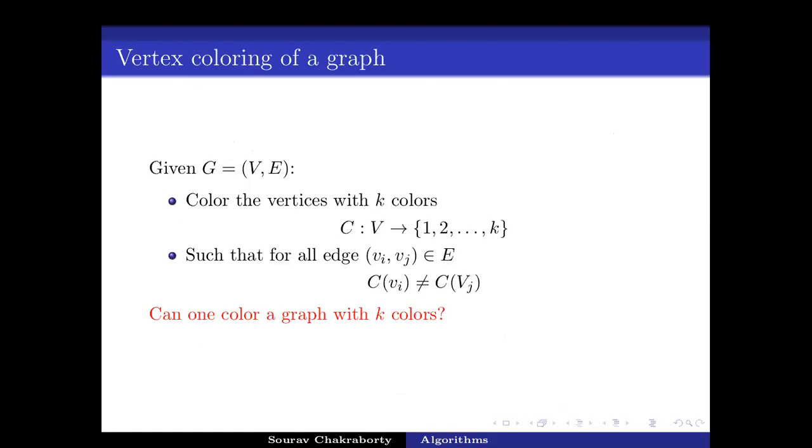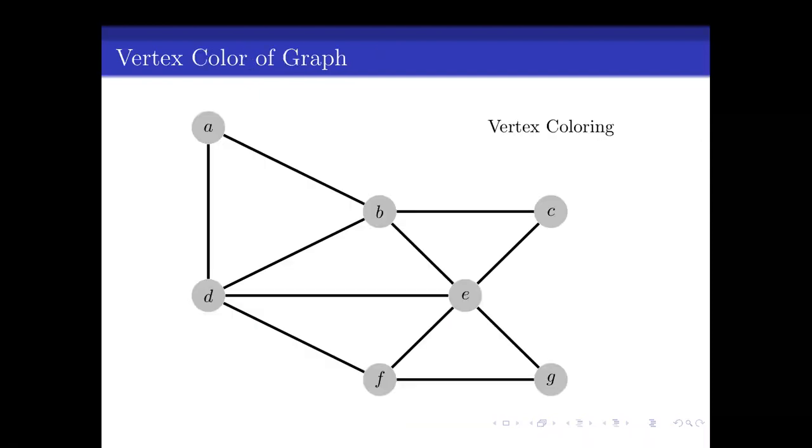The idea is that you have a set of vertices and edges. Let the graph be G, and suppose we want to color the vertices using K colors. Every vertex will be assigned one of these K colors. So there will be a function c from V to 1 through K, and the constraint is that we do not want to give the same color to two neighboring vertices.